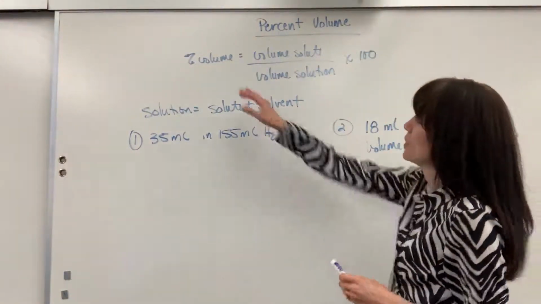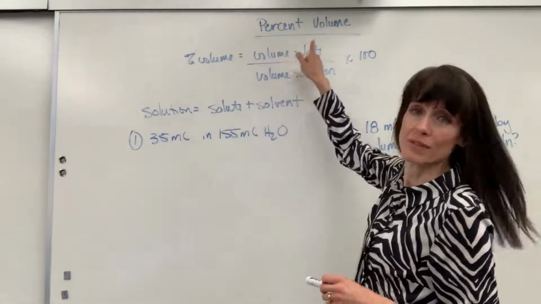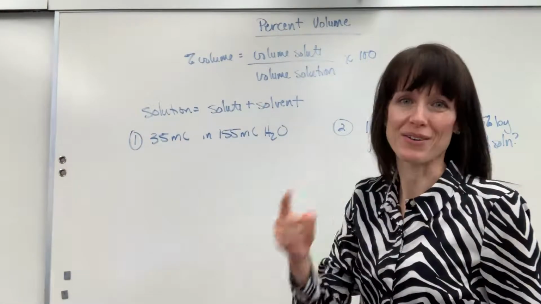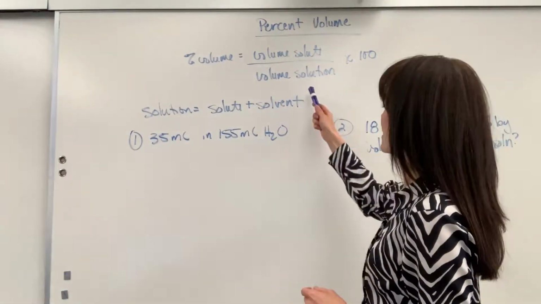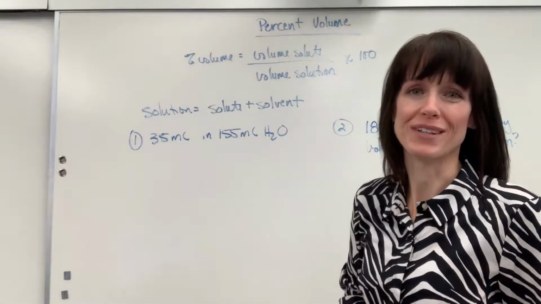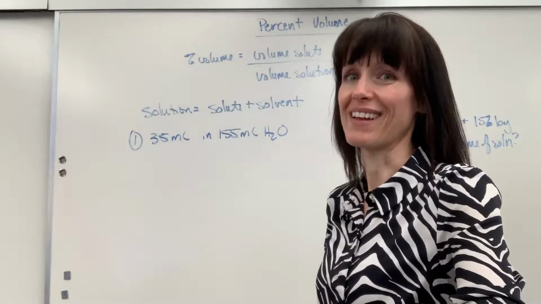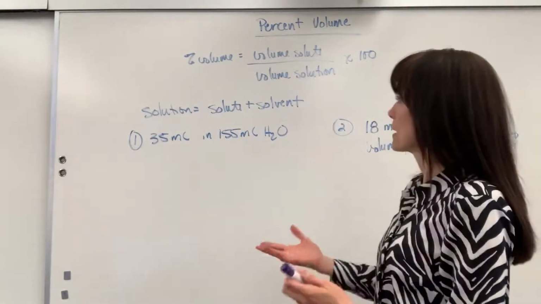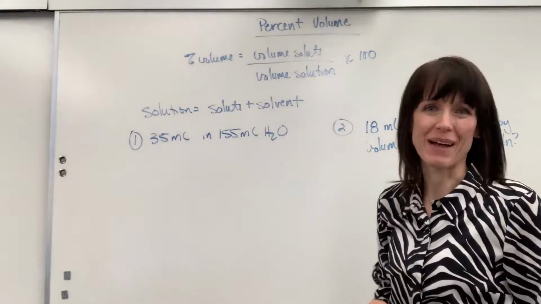Here's your formula. Percent volume equals the volume of the solute divided by volume of solution. And you see this same pattern a lot. Actually, in all of our concentrations, it's divided by the volume of solution. The only exception to that is molality. If you need to, watch the video on molality. Now, to make it a percent, simply multiply it by 100.